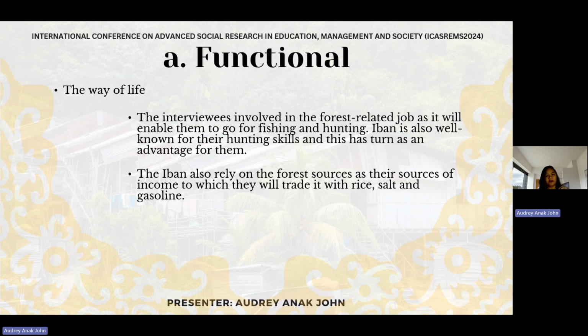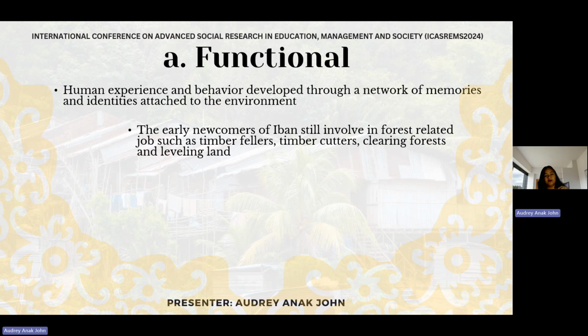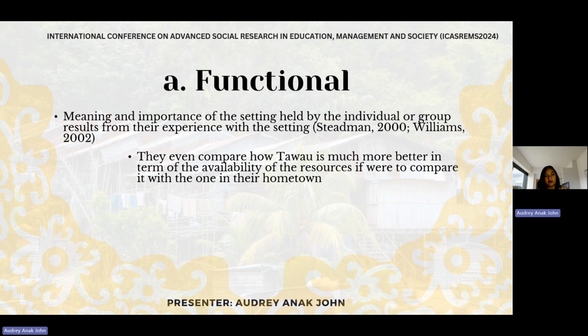Based on the findings, I actually highlighted some of the key points from the life histories itself, which is the way of life. This is actually one of it. And then the second one, where they base their place as functional, as human experience and behavior developed through a network of memories and identities which is attached to the environment itself. And then next one, where they make comparisons between their origins and their new places, their definition itself, which is Tawau.